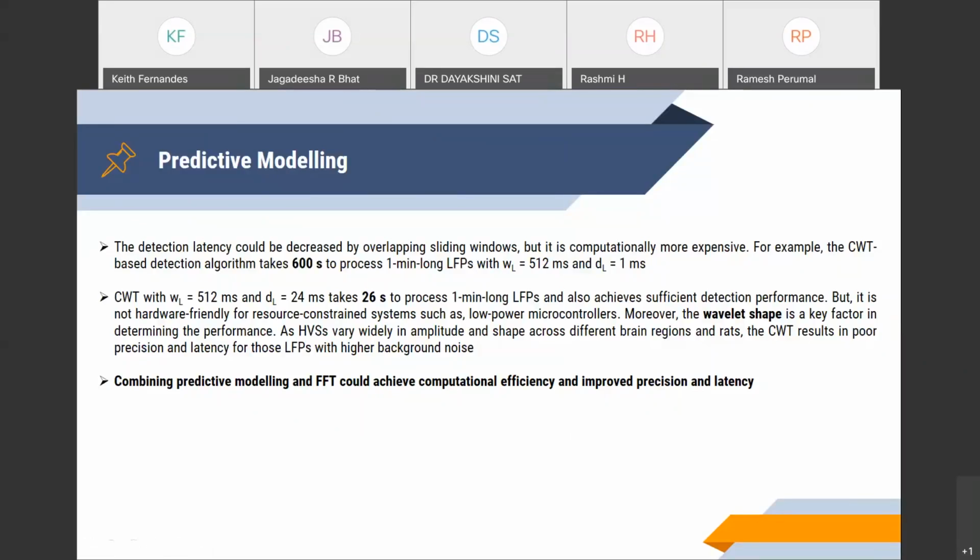Okay, here comes the importance of predictive modeling, combining predictive modeling and fast Fourier transform. We know the importance of fast Fourier transform. Fourier transform gives good, satisfactory results with stationary data or stationary signals. But the high voltage spindle is non-stationary. So the solution to the problem is how we can approximate the non-stationary HVS as a stationary HVS.